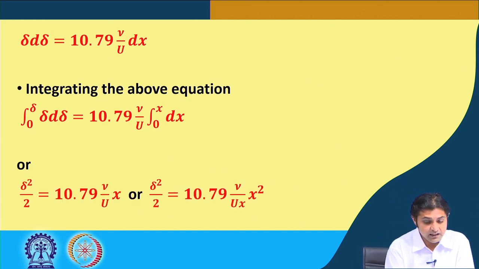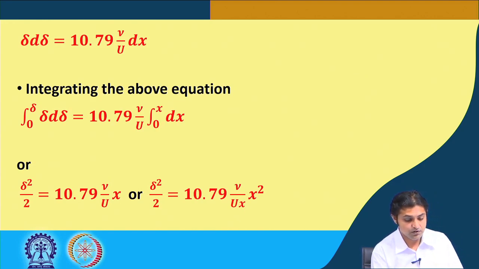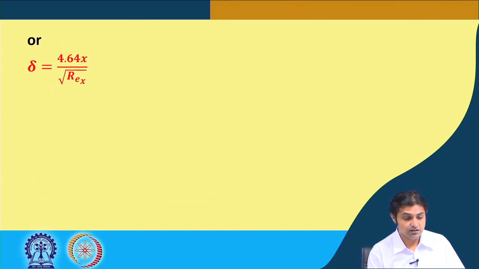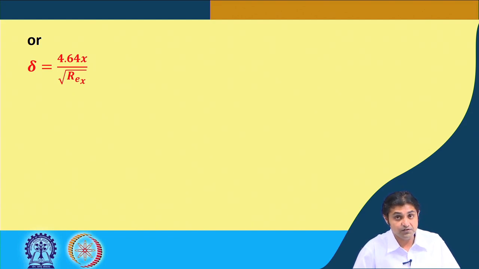So, we can write delta square is equal to 10.79 nu by U x, right. What we did was we multiplied x upstairs and in the denominator also. So, this becomes x square and this is Reynolds number. In other words, we get delta is equal to 4.64 x under root Reynolds number of x. Try to remember the question that we just finished at the beginning of this lecture.